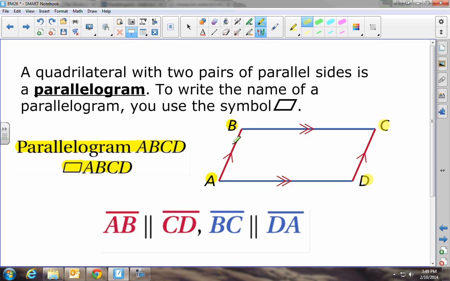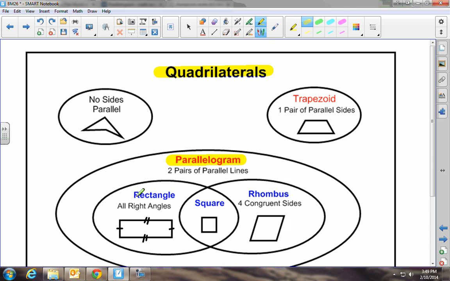And we know that AB is parallel to CD and BC is parallel to DA, and that's what makes it a parallelogram. But remember, under parallelogram you could have rectangles, you could have squares, and you could have rhombuses. So just because it's a parallelogram doesn't really tell us exactly what kind it is.